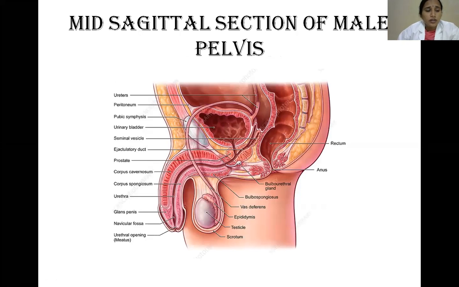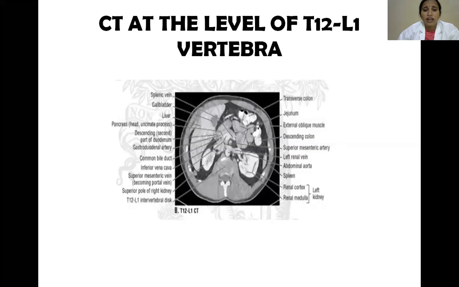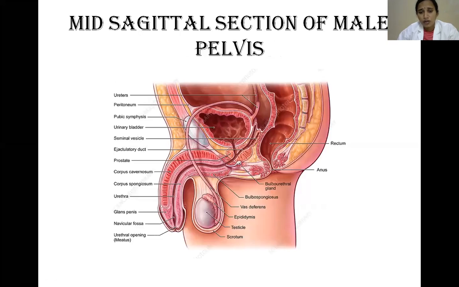So that's about the cross sections of the thorax. Two cross sections, one at the level of T8, one at the level of T10, and another section of the abdomen at the level of L1 vertebra. It is not exactly at the level of L1, it is between T12 and L1, because I can't get the exact picture. Next we will move on to the sections of the pelvis.